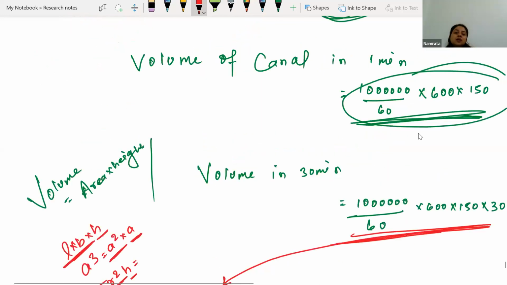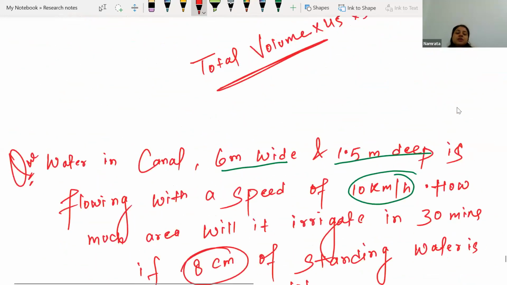Let's summarize the whole concept. Let's see what exactly the question says. Water in a canal. Canal is having the shape of cuboid. What is the measurement of the cuboid? Length, breadth, height. The width is given, height is given. We are searching the length, but the length is not given. It says the speed, the water is flowing at the speed of 10 kilometer per hour. That means 10 kilometer in 1 hour. With that speed, the water is flowing.